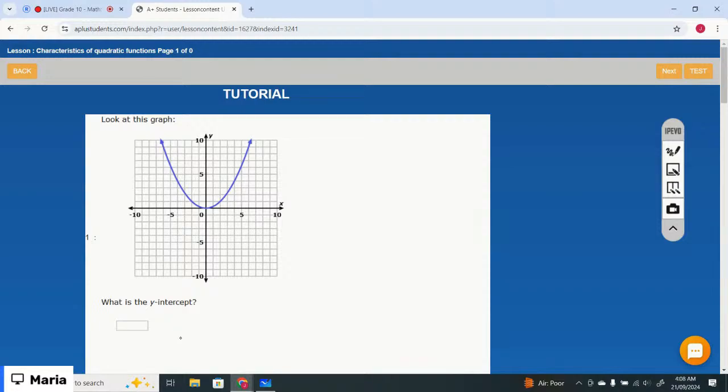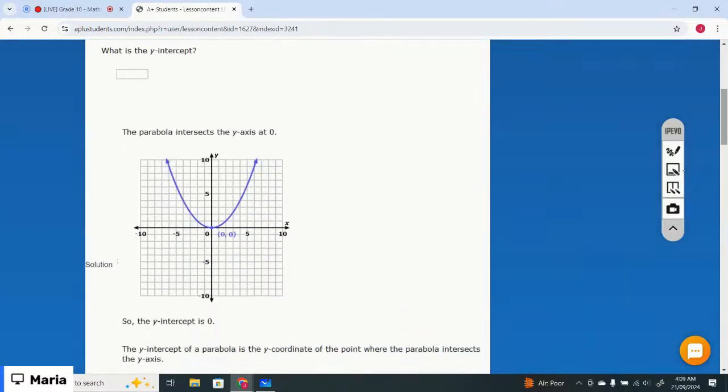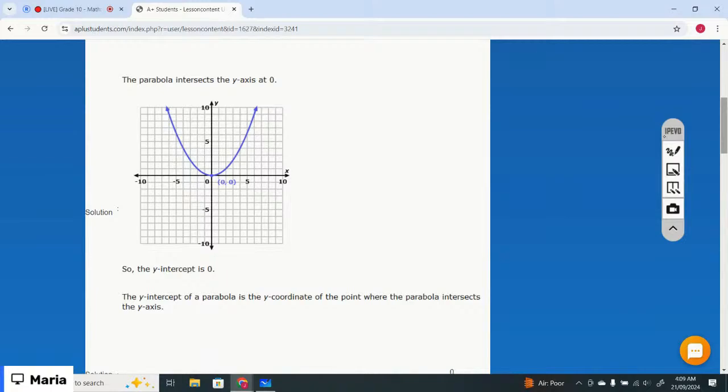Look at this function. What is the y-intercept of the function? The y-intercept is the point where the graph is touching the y-axis, right? So here the graph is passing through the origin, right? So the y-intercept is 0. The y-intercept of a parabola is the y-coordinate of the point where the parabola intercepts the y-axis, right?